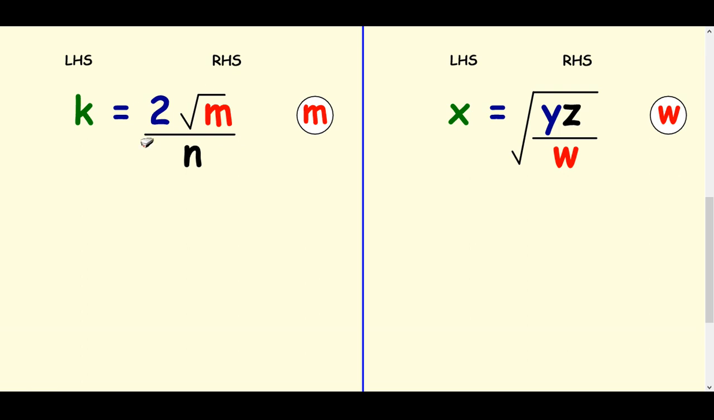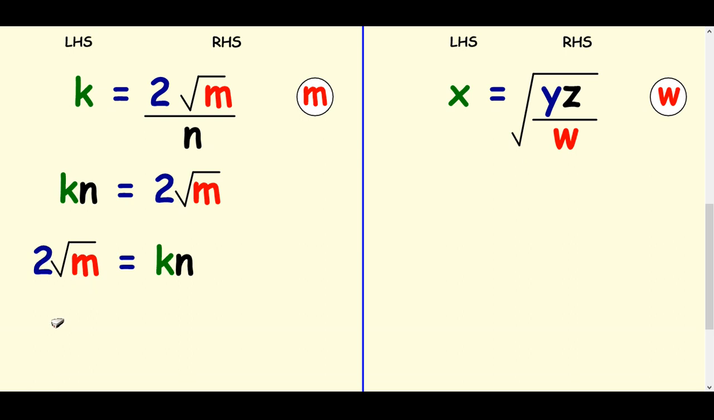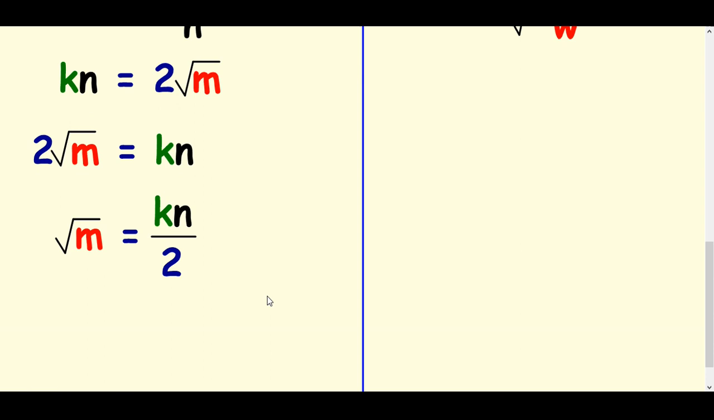So you could switch sides straight away here to get the m on the other side, but I'm going to times up by the n first, for no other reason than that's what I fancy doing. I'm going to times up by the n here, and then I'm going to switch sides. So I'm switching sides at that point because the m wants to be on the left hand side. I'm then going to divide by 2. And then I'm going to square the other side.